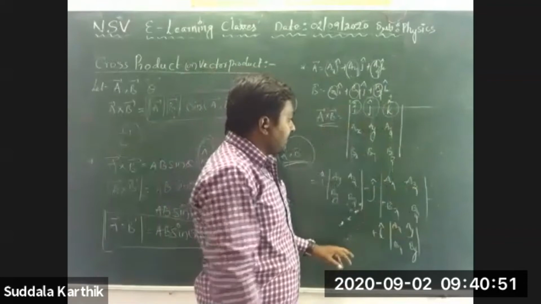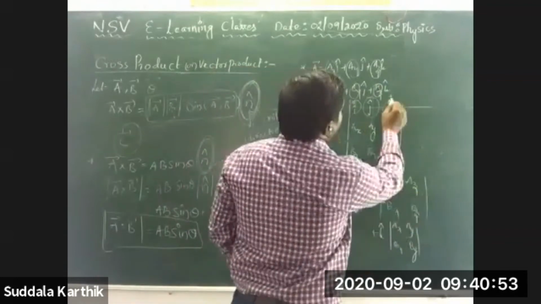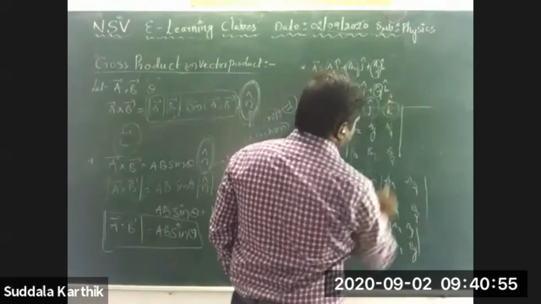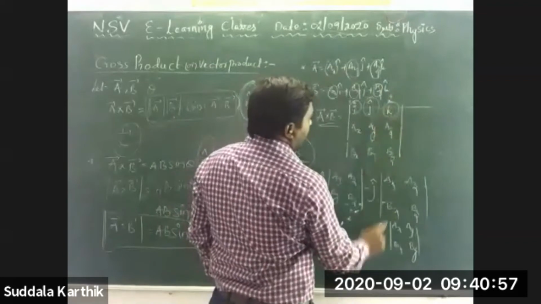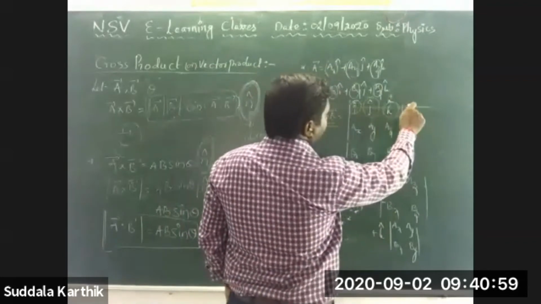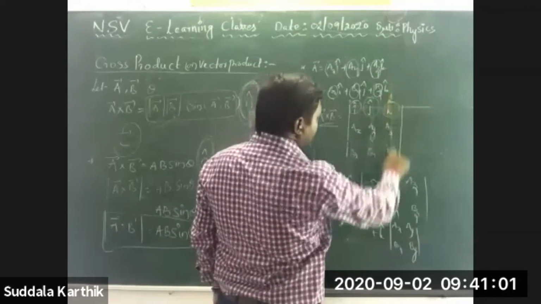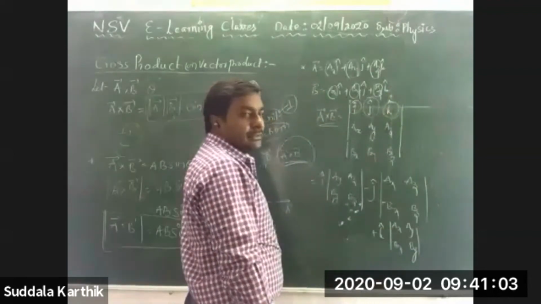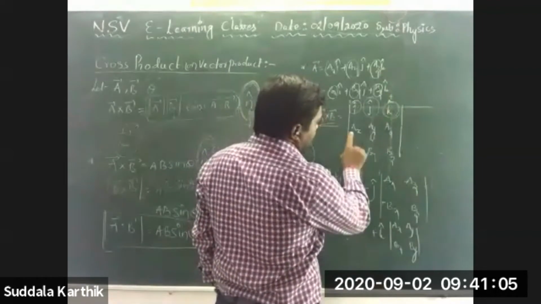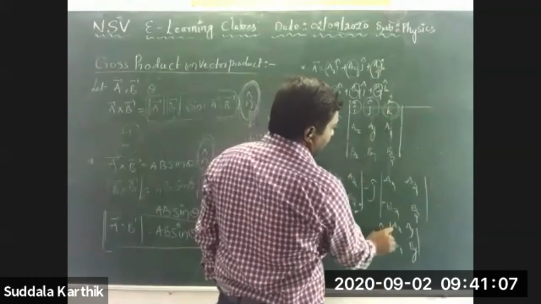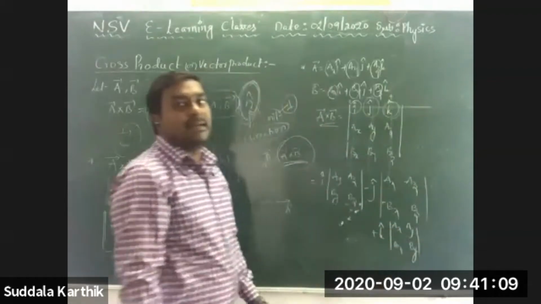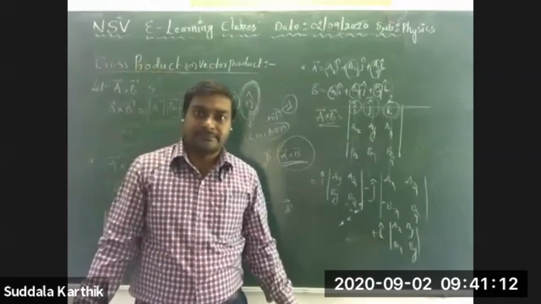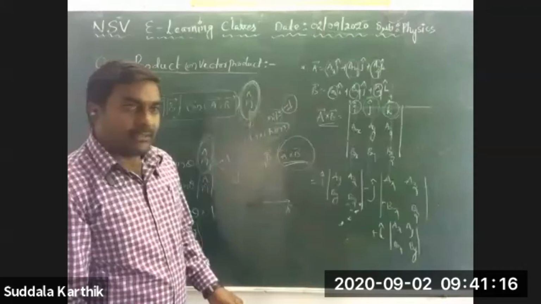And after that, plus K cap. Now I have deleted this row and this column, Nana. So AX, AY, BX, BY, Nana. Like that, I have written. That's it. Okay, sir. Is it fine? Yes, sir. Thank you. Right.